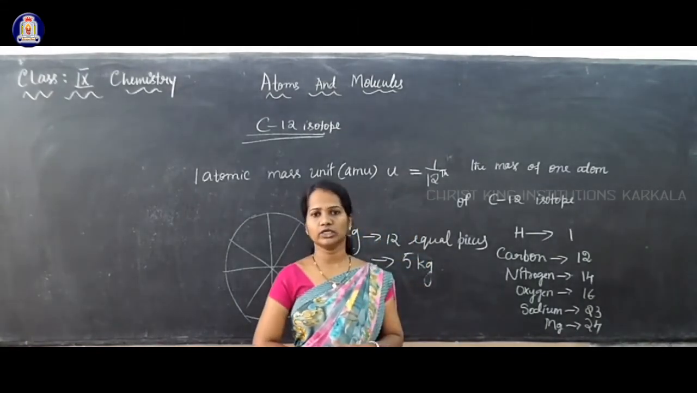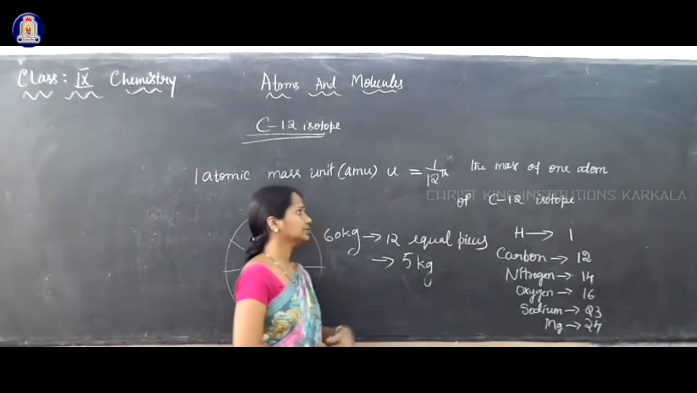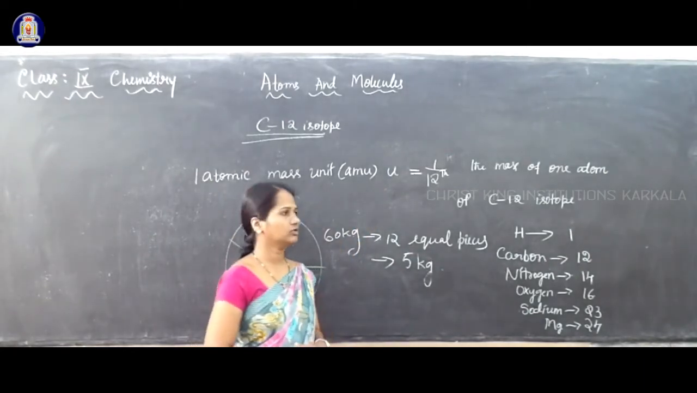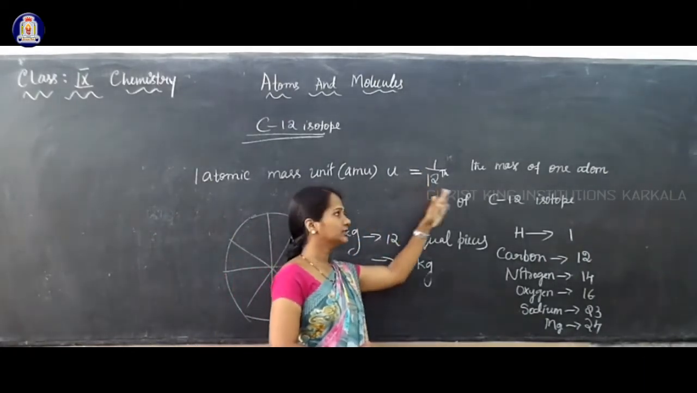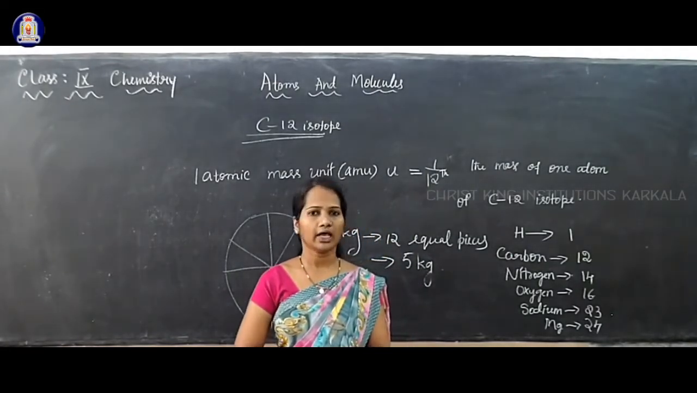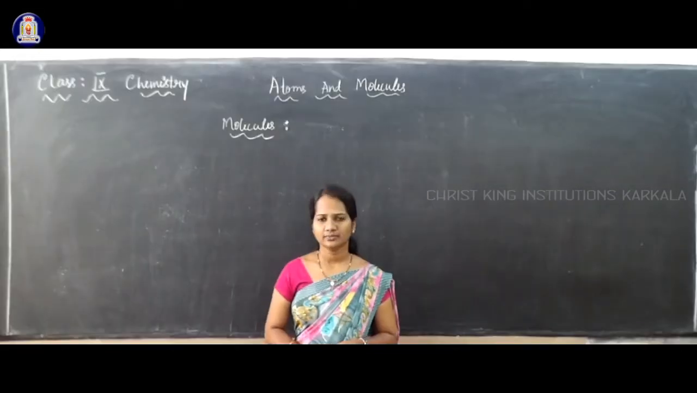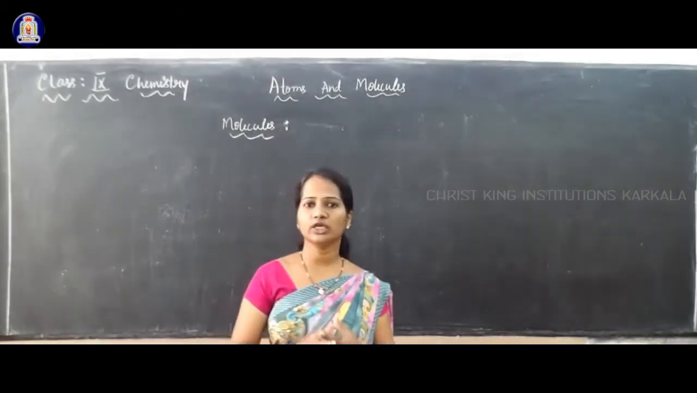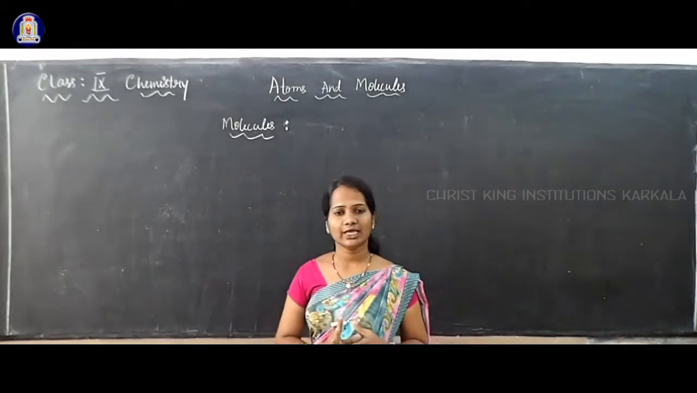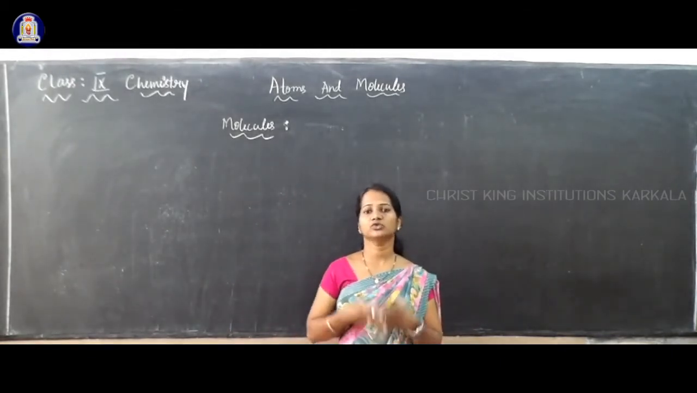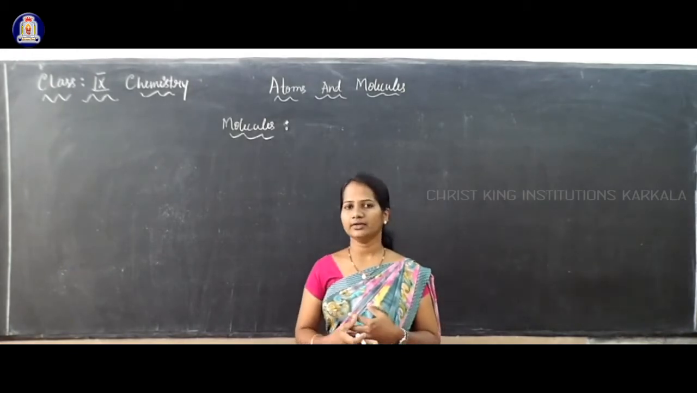Atomic mass unit can be defined as 1 atomic mass unit is equal to 1 by 12 the mass of 1 atom of the carbon 12 isotope. Atoms do not exist alone. They combine to give molecules as well as ions. So atoms combine together to give molecules and ions.